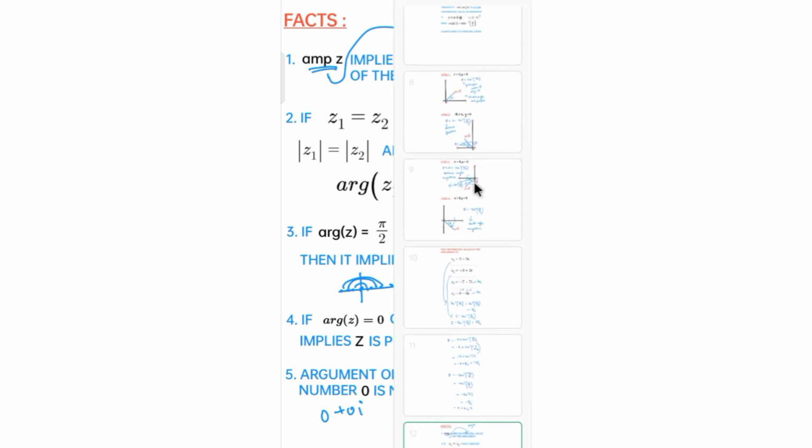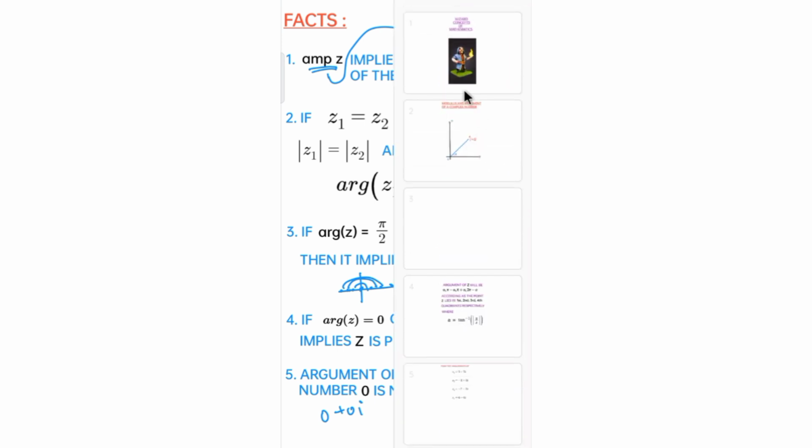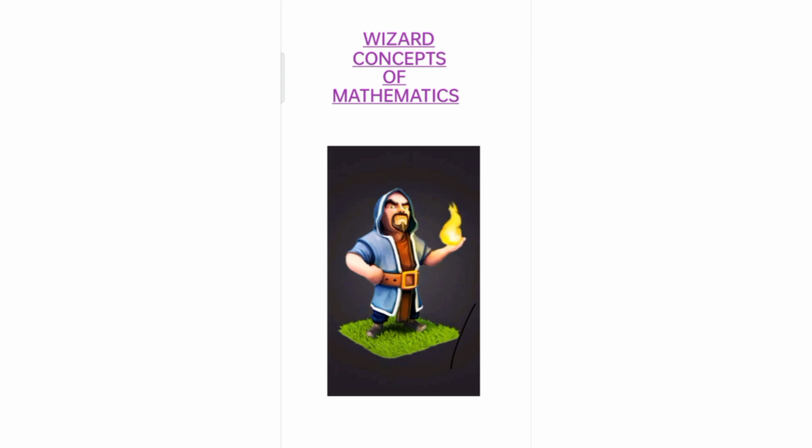So this is how I'll end today's lecture. The main difference between the argument and principal value of the argument: principal value of the argument is nothing but amplitude. We can just denote it by amplitude. And the difference between principal value of the argument and the argument is, principal value of the argument lies between minus pi to pi, but argument has no restrictions.